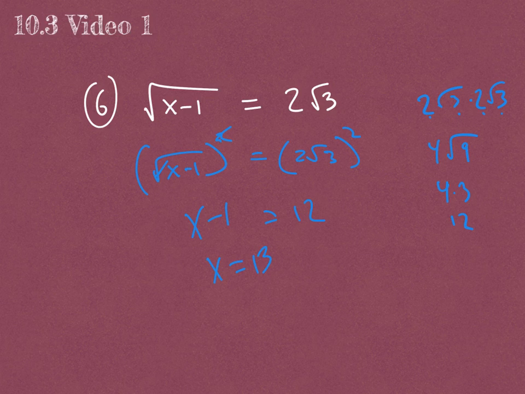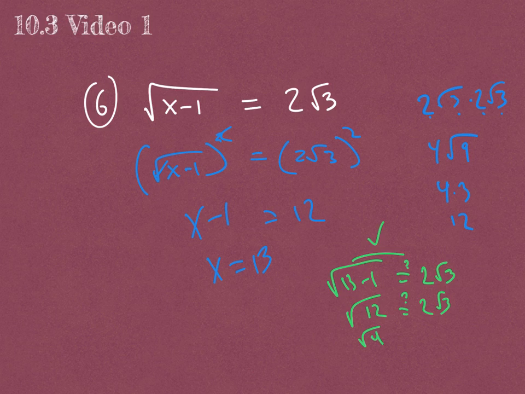So before we circle, we should check our answer here. Square root of 13 minus 1, does that equal 2 root 3? Well, that's square root of 12. Does that equal 2 root 3? It does. If we do root 4, root 3, that is 2 root 3 equals 2 root 3.